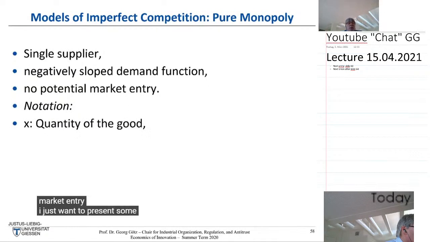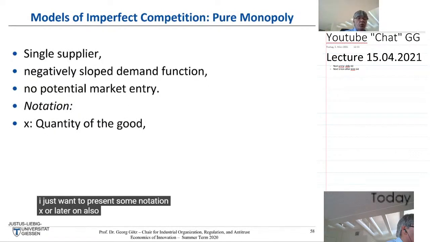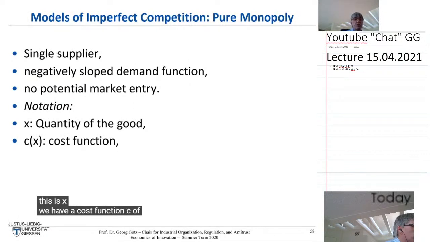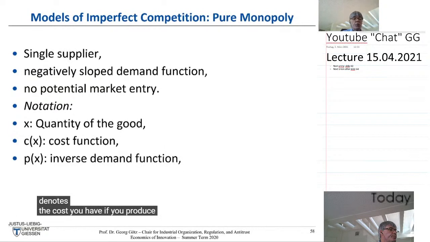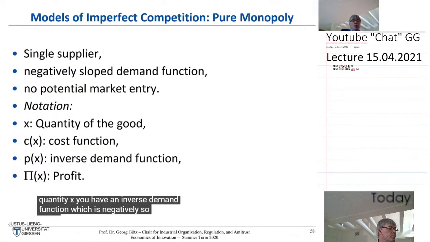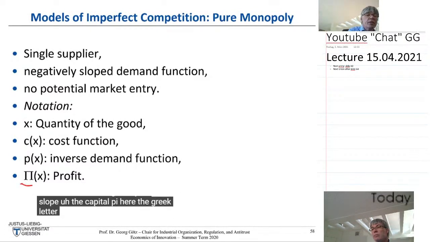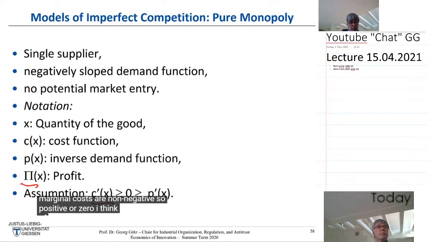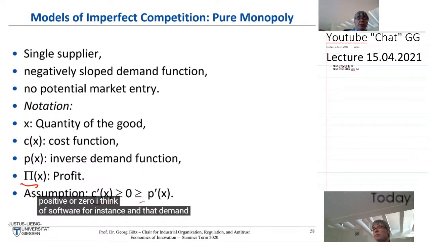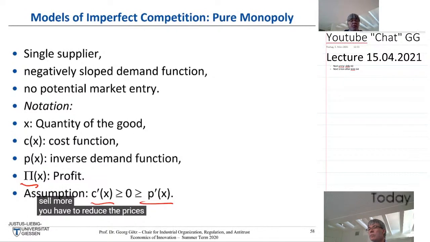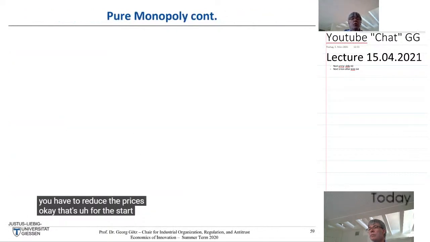I just want to present some notation. X, or later on also Q, will denote the quantity of the good, but for the minute this is X. We have a cost function, C of X, which denotes the cost you have if you produce output quantity X. You have an inverse demand function, which is negatively sloped. The capital pi here, the Greek letter, denotes the profit of the company. And we assume that marginal costs are non-negative, so positive or zero, if you think of software, for instance, and that demand is negatively inclined. So if you want to sell more, you have to reduce the prices. Okay, that's for the start.